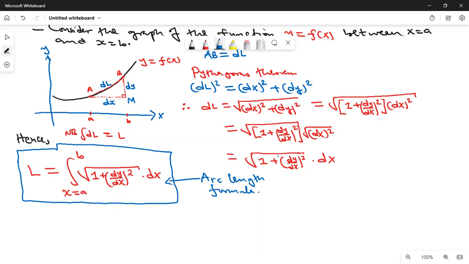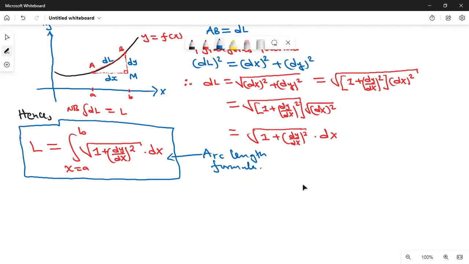So take note of that formula, where L is the length of the arc. L there denotes the length of the arc, which joins point A and point B along the curve y is equals to f of x. Now I want us to take note.